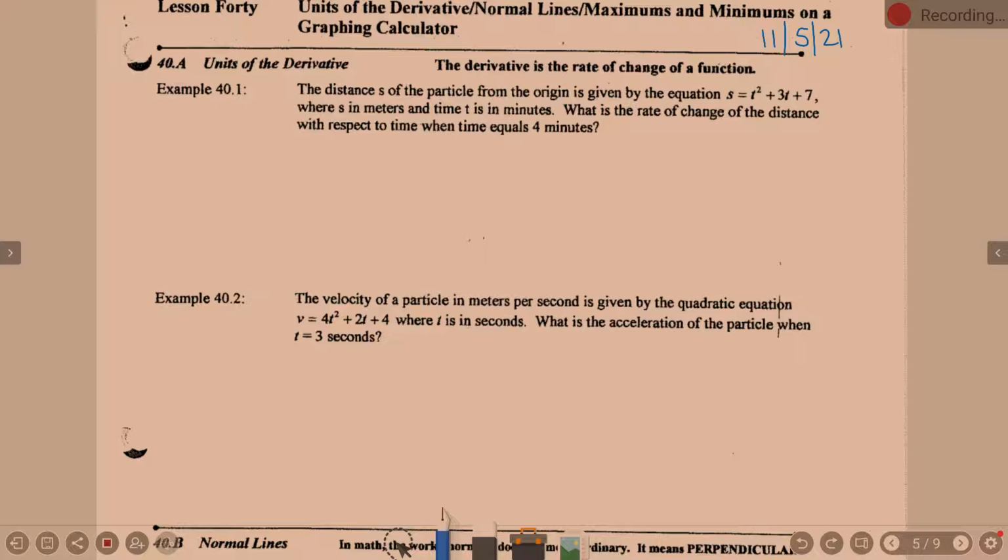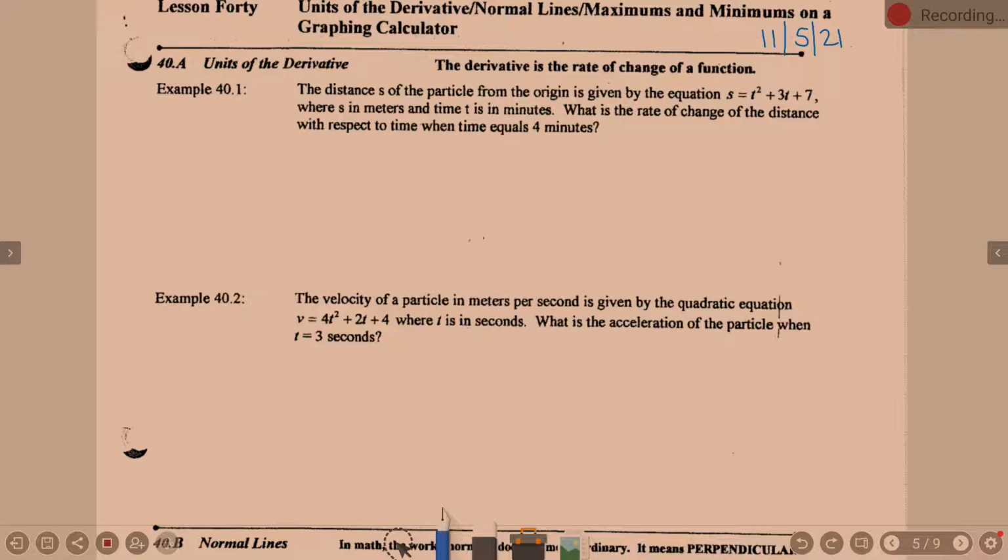Okay. Units of the derivative, normal lines, maximums and minimums on a graphing calculator. Now, we're throwing in a little bit of physics because we start talking a little bit about velocity and acceleration. There is definitely a physics connection with calculus. We hit it more later on, though.